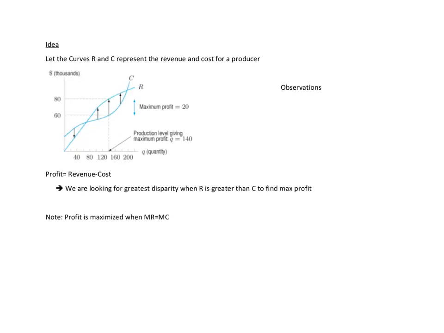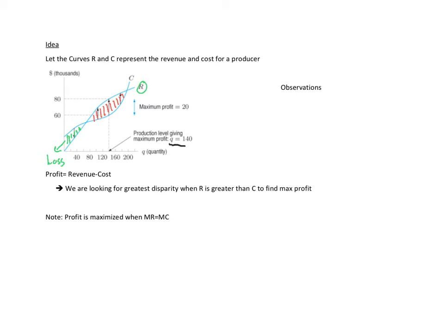So looking at this relationship graphically, whenever revenue is below cost, like in this section in here, the revenue, the R curve, is below cost. In this section, we're actually experiencing a loss because our cost is outpacing our revenue. In this section here, we would be experiencing profit because now revenue is greater than cost. So just a couple observations from this graph.